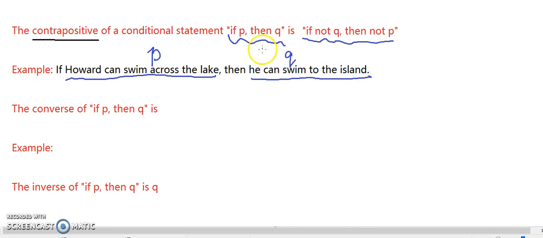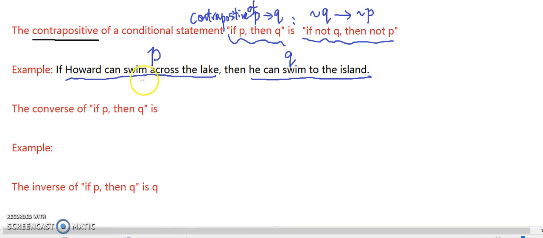Now, by the definition, if P then Q, so let's use symbols to describe them. What's the contrapositive? The contrapositive of if P then Q is: not Q, so we take the consequence and we negate it, this implies not P. We negate the hypothesis and we switch them.